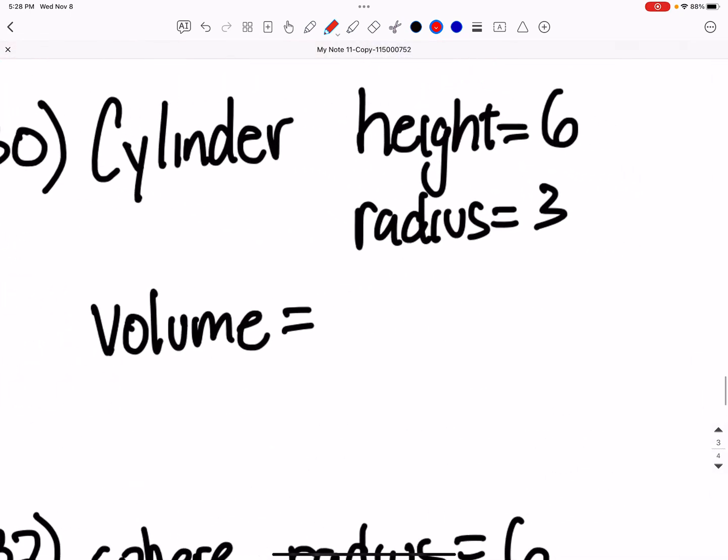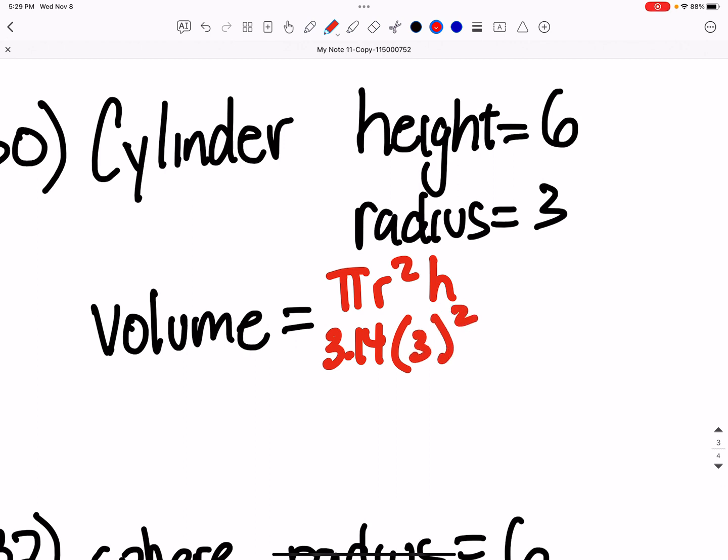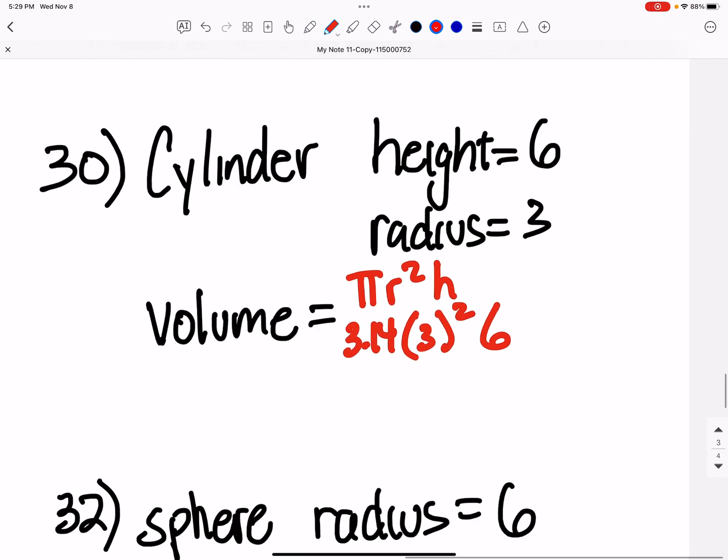All right, cylinder. Volume equals, we start with a circle, pi r squared. Give it some height, and that's it. We don't divide by 3. So let's go 3.14 times 3 to the second power, which means times 3 times 3, and then times 6. I'm not going to do it. You guys can do that one. I don't know what it is, but just multiply those on your calculator. 3.14 times 3 times 3 times 6.